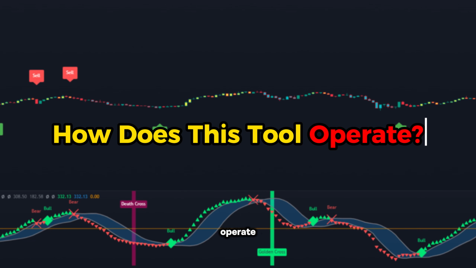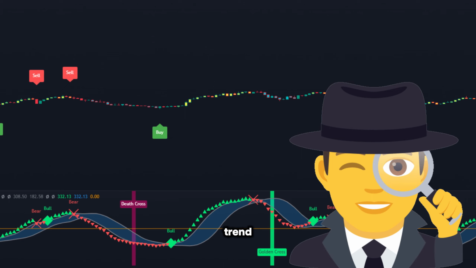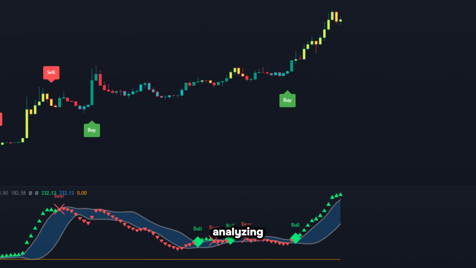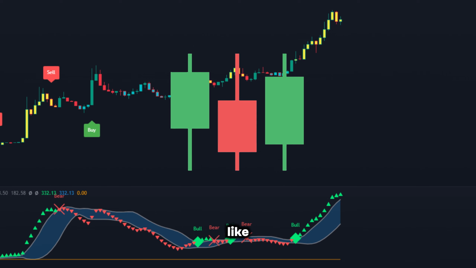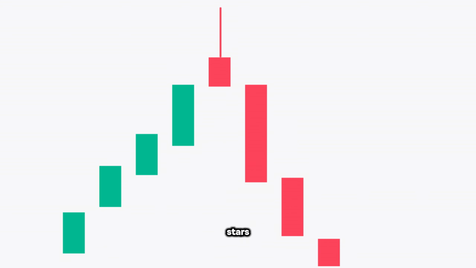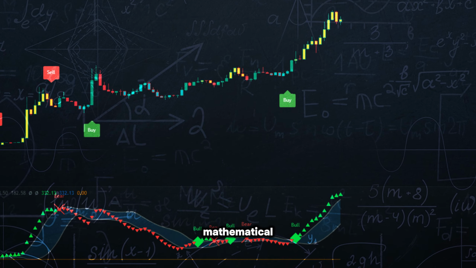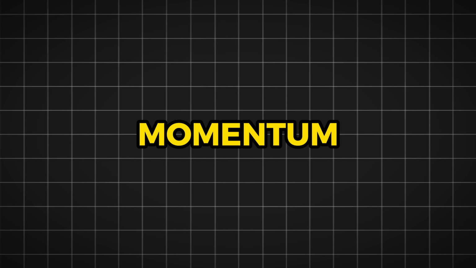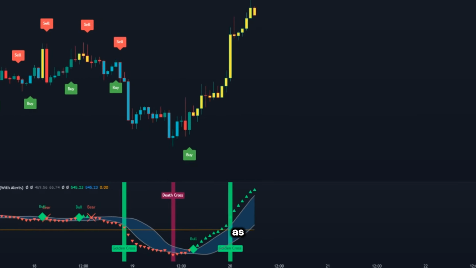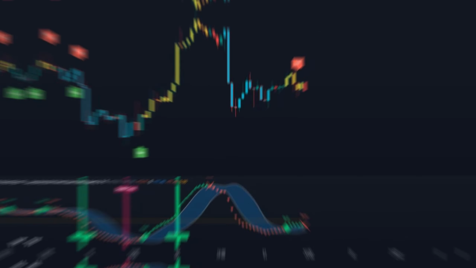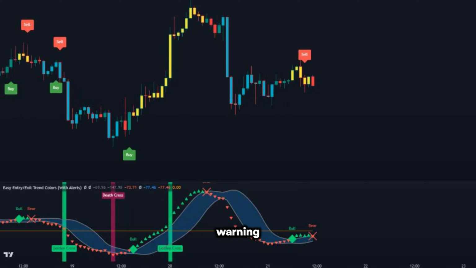How does this tool operate? It functions as your personal trend detective, meticulously analyzing indicators such as candlestick patterns, like engulfing patterns, hammers, or shooting stars, and employing advanced mathematical algorithms to identify shifts in momentum or price action. This indicator serves as a robust two-in-one tool. The reversal signals act as an early warning system, akin to a smoke detector for potential trend shifts, while the trend filter provides an additional layer of protection, helping to prevent false trend signals. It may even offer signal confirmation before you enter a trade.